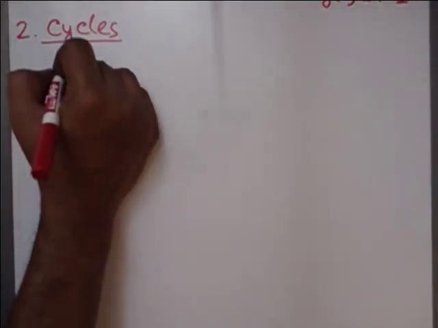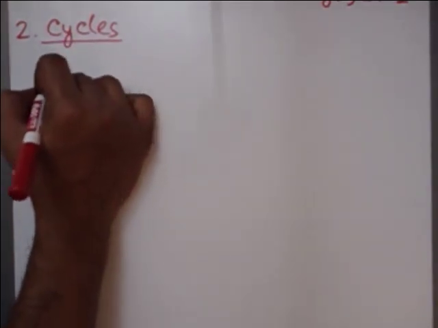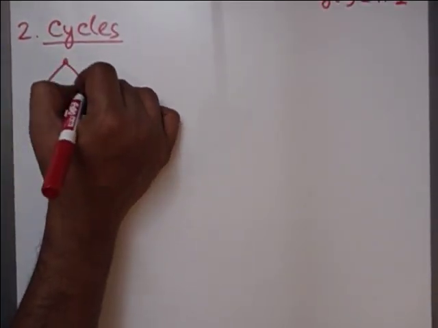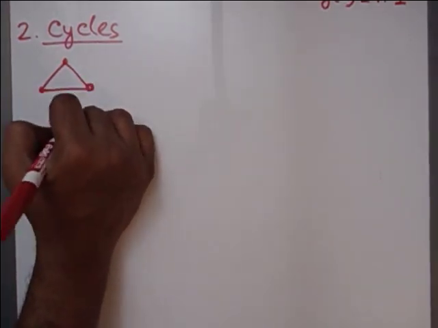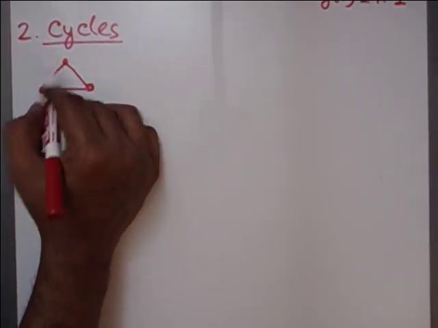Next is cycles. Cycles are denoted by Cn. A cycle has at least 3 vertices and they are labeled as V1, V2 up to Vn, and every vertex Vi is adjacent to the next one, Vi plus 1, and the previous one also, and Vn is adjacent to V1. So the cycle with 3 vertices, the smallest cycle, looks like this. C3, 3 vertices and 3 edges.